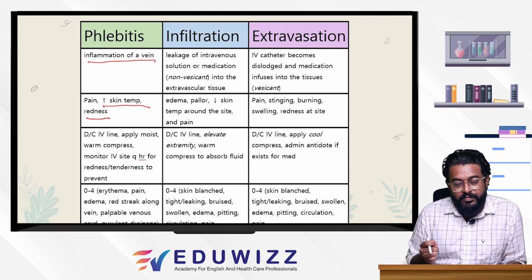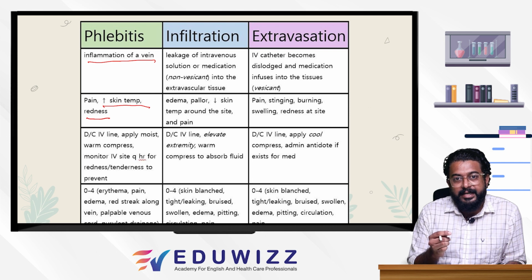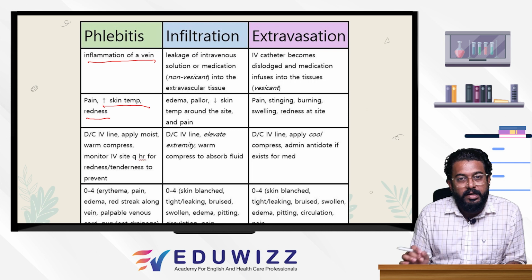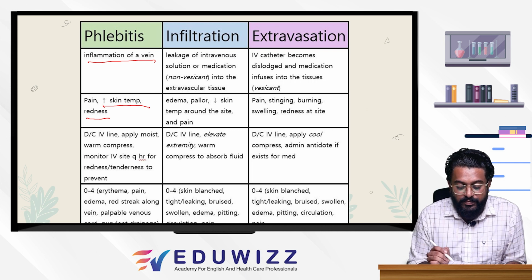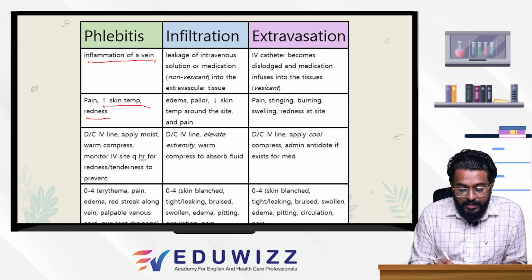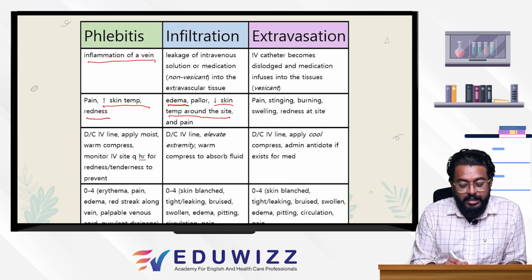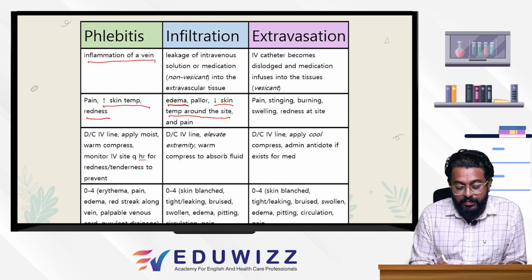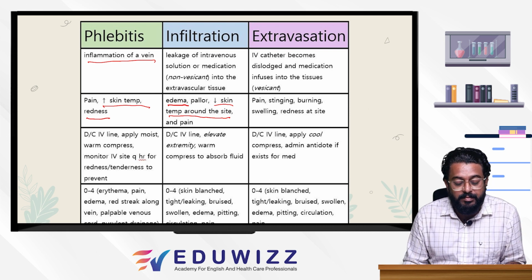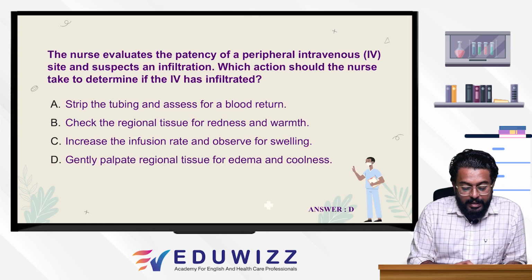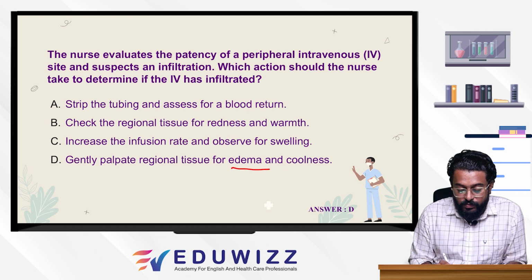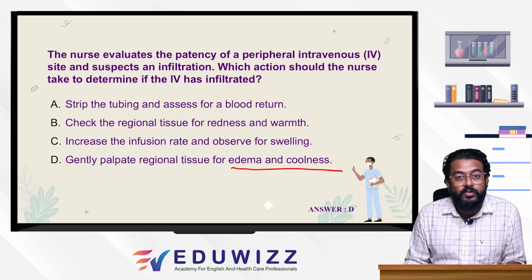Okay. While giving an injection, the needle might puncture the vein and the medicine will go to the adjacent tissues, which is known as infiltration. Here the features are edema and decreased skin temperature. In phlebitis, it is increased skin temperature, and in infiltration, it is decreased skin temperature. So that's why in this question, the answer is gently palpate the regional tissue for edema and coolness.